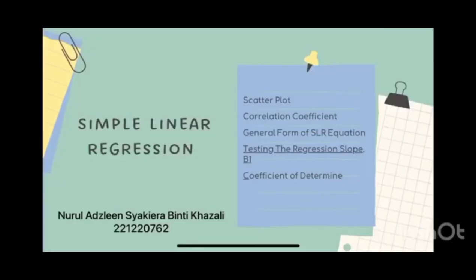Simple linear regression. In this section, I will explain about the scatter plot, correlation coefficient, general form of the SLR equation, testing the regression slope B1, and the coefficient of determination.